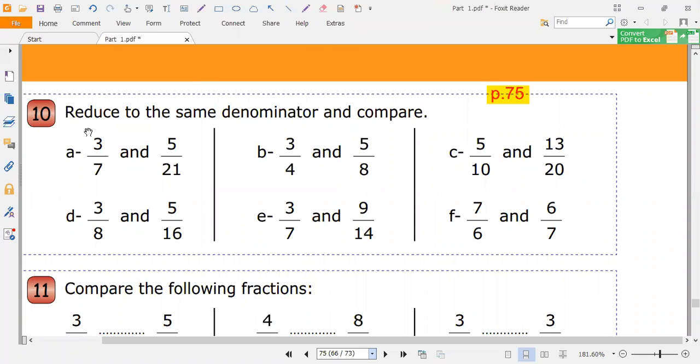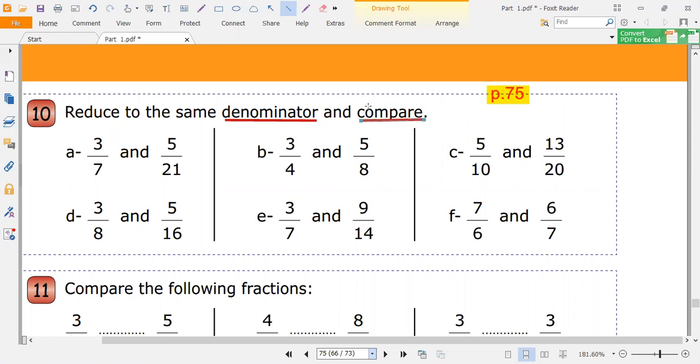Hello, in this video we'll do exercise 10, page 75. Reduce to the same denominator and compare. So here we have to do two steps. First, we have to reduce the fractions to the same denominator. Then we have to compare them.